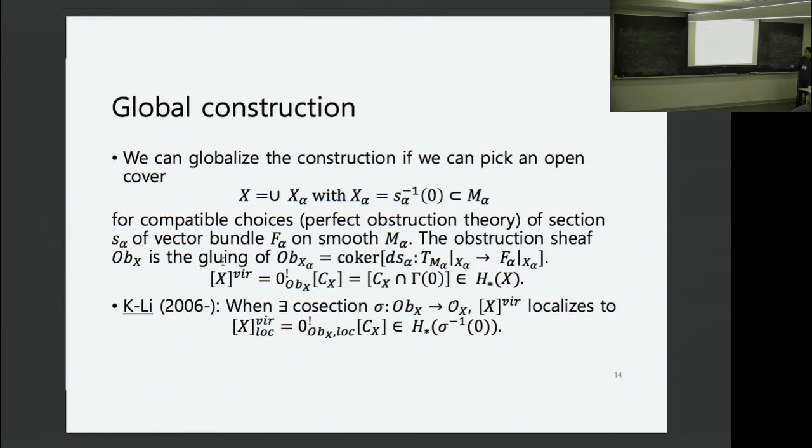That's the virtual cycle in algebraic geometry. And then also we can globalize the cosection localization. If you have a homomorphism from the obstruction sheaf to the structure sheaf, the trivial line bundle, then the virtual cycle is localized to the zero locus of the cosection. And the construction is the same. You think about the normal cone, but you can localize your Gysin map, exactly like perturbing the intersection of your section with the zero section. Any questions so far?